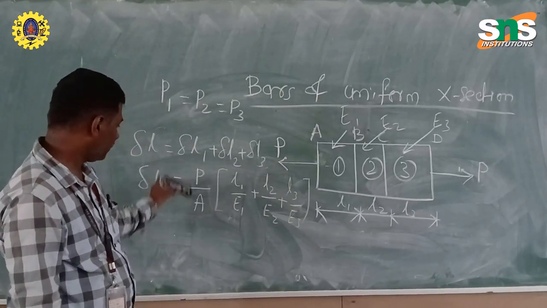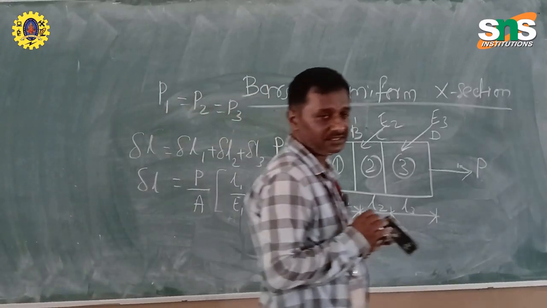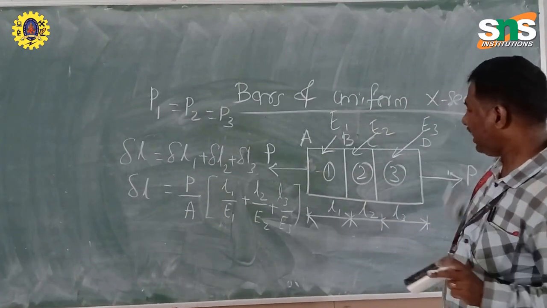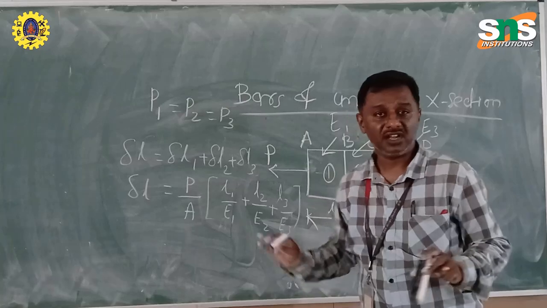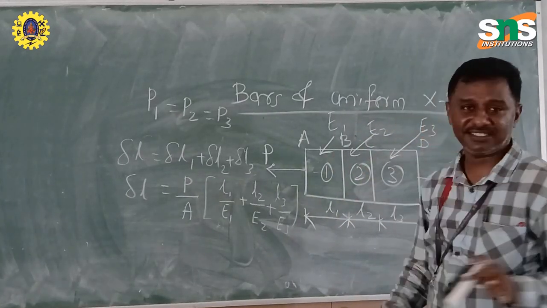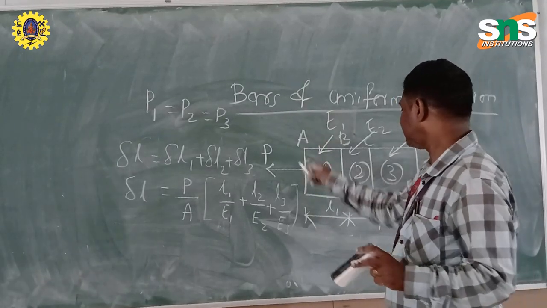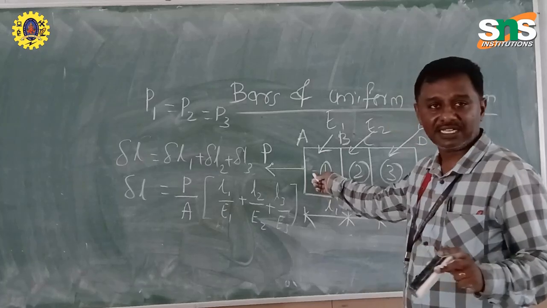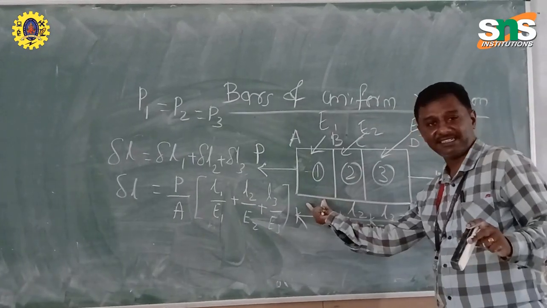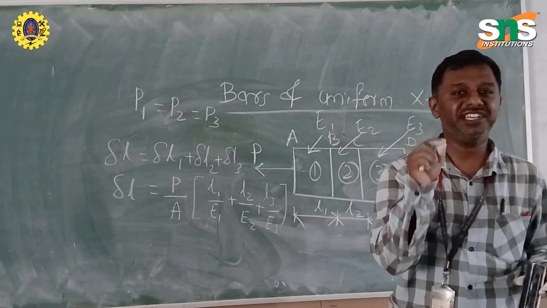That's all about this class: how to find the total extension if the cross-section is uniform, given a single common load, and the material of each section is different. Because of Young's modulus, even if the length is the same, the load is the same and the area is the same, there will be a change in delta L1, delta L2. There will be a difference because of the material.